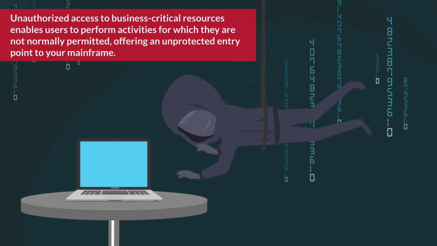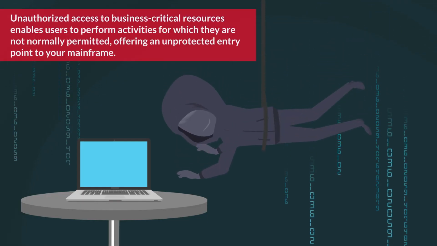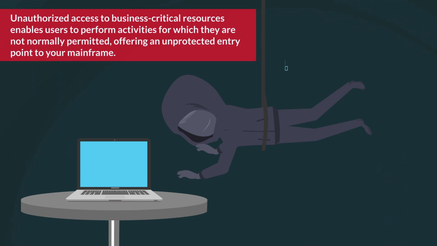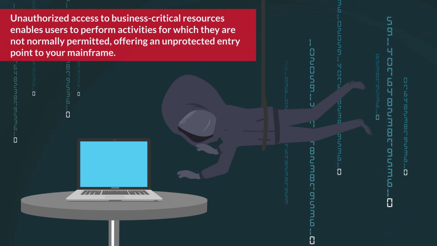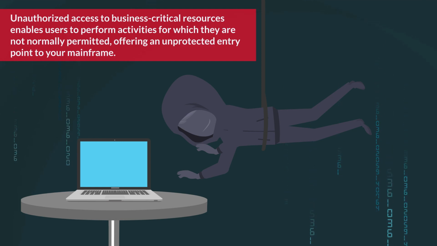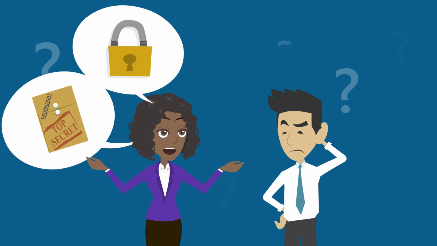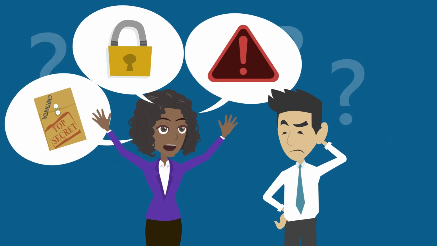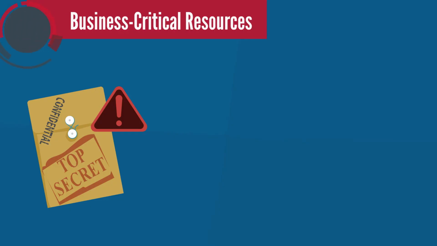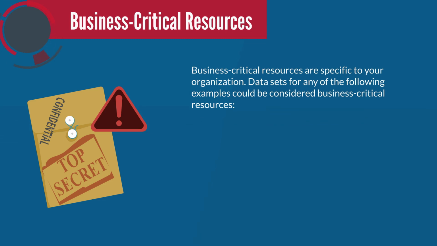Unauthorized access to business-critical resources enables users to perform activities for which they are not normally permitted. Therefore, unsecured business-critical resources offer an unprotected entry point to your mainframe. What are business-critical resources, and how do they put the mainframe at risk? Business-critical resources are specific to your organization.